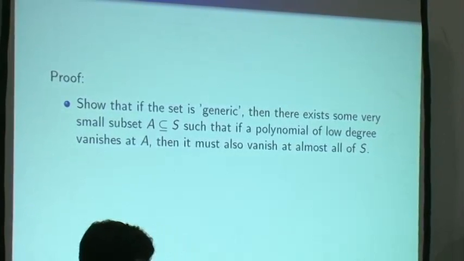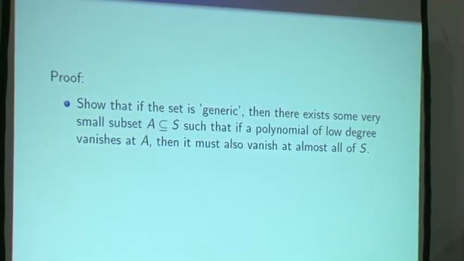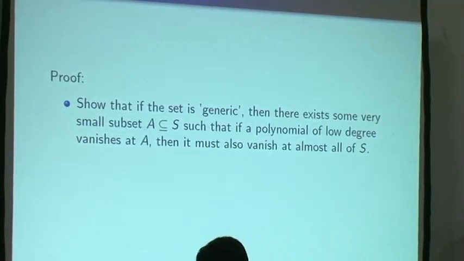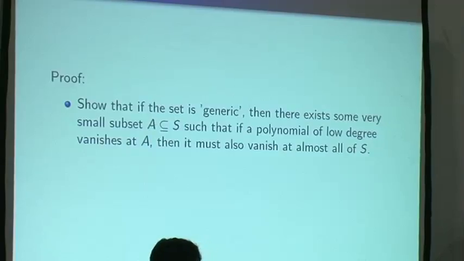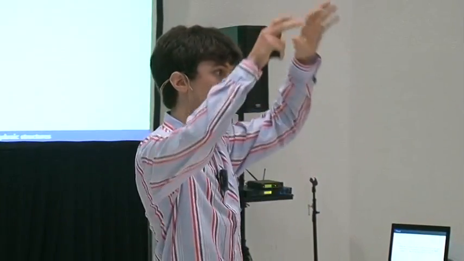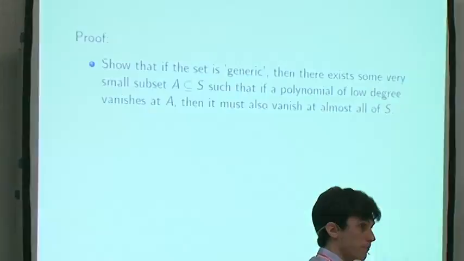You show that if the set is generic, whatever that means, it means your set is nice, it behaves nicely. Then there is some very small subset A in S, such that if a polynomial of low degree vanishes at A, it also vanishes at almost all your set. And this is a phenomenon that is also completely common when studying discrete algebraic structures. You can control your whole space by just a few points. And this is because if your set occupies very few residual classes, all the points in some sense communicate very much with each other, much more than usual. You have very few residual classes, so you have very connected mod P for many primes P. So in fact, you can control the whole space by just a few points.